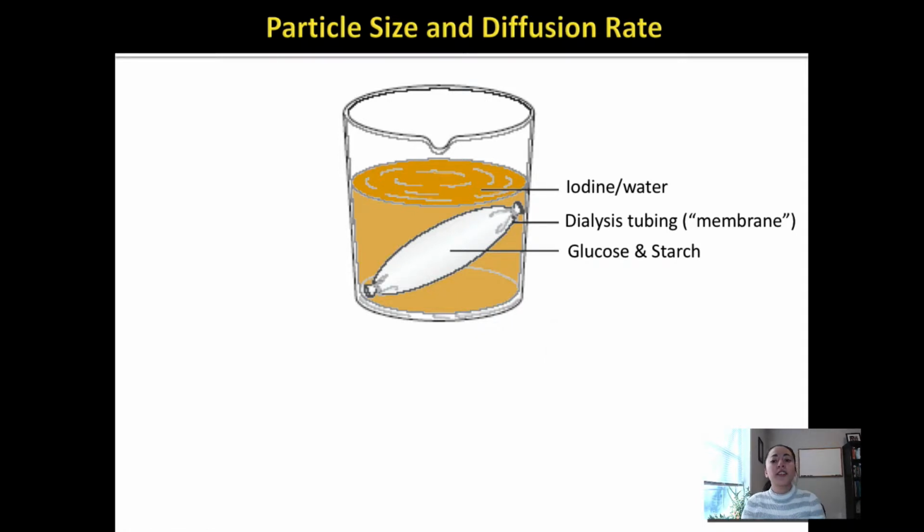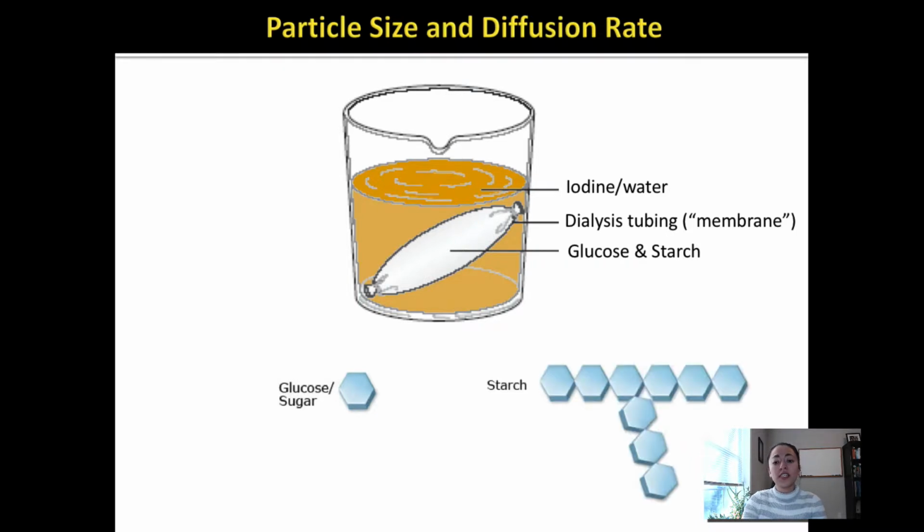Remember that glucose and starch are both carbohydrates. Glucose, however, is just a single sugar molecule, whereas starch is made up of many glucose molecules linked together to form a long chain of sugar molecules. So starch is a lot bigger than glucose.